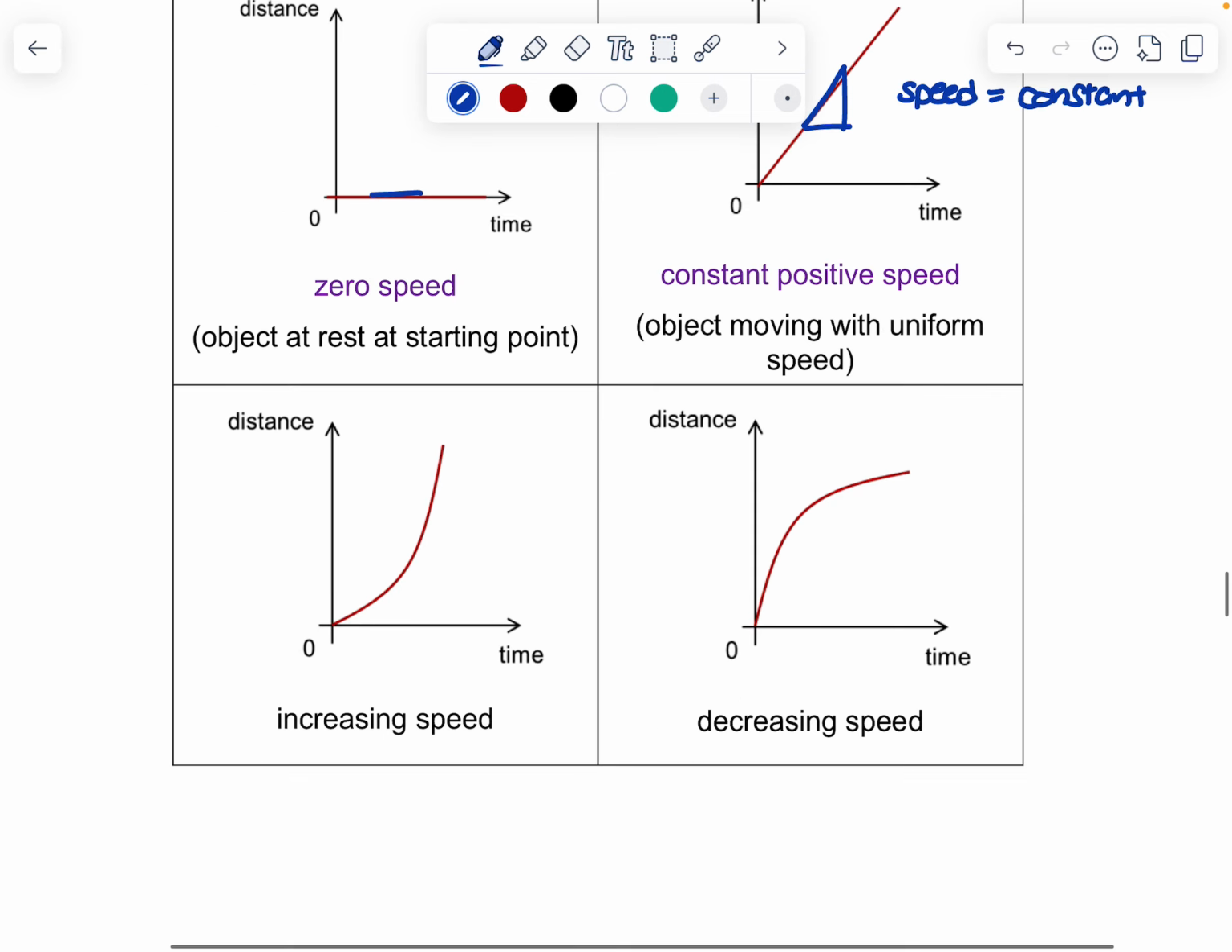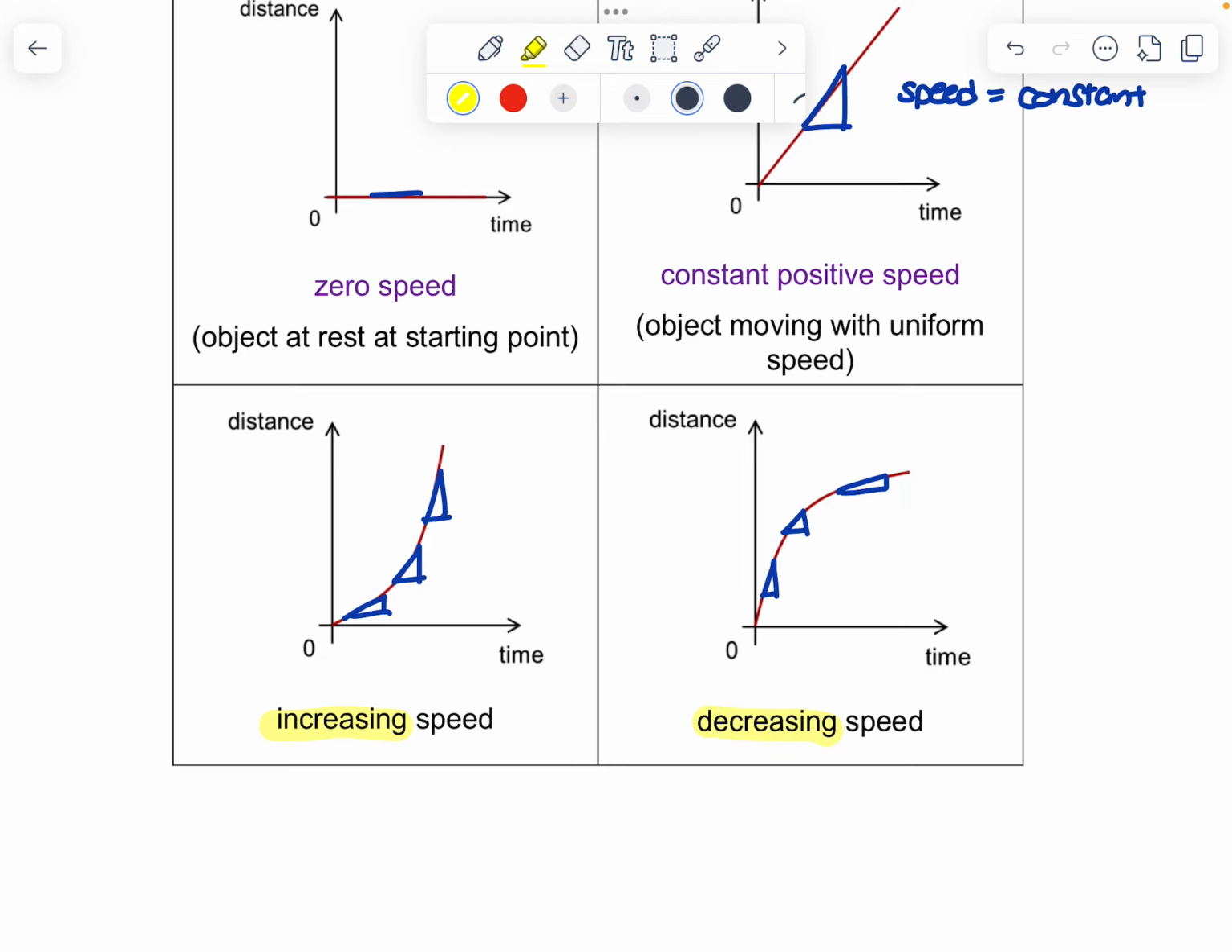Okay, now look at this graph. You see that the gradient of the graph increases, and that's why the speed is increasing. For this case, the gradient of the graph is getting less steep, as a result, decreasing speed.